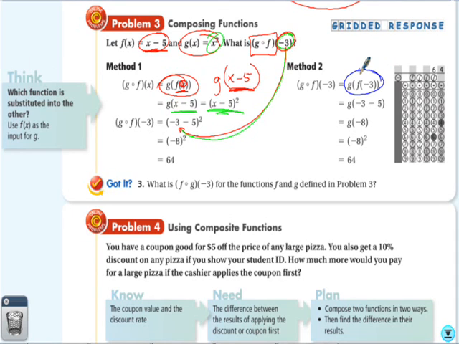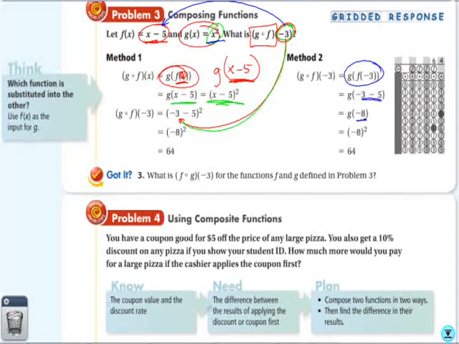So for this one, we're going to take the negative 3 and plug it in here first. Get negative 8. Okay, right here, and then plug negative 8 into the x squared, and we get 64 that way also.